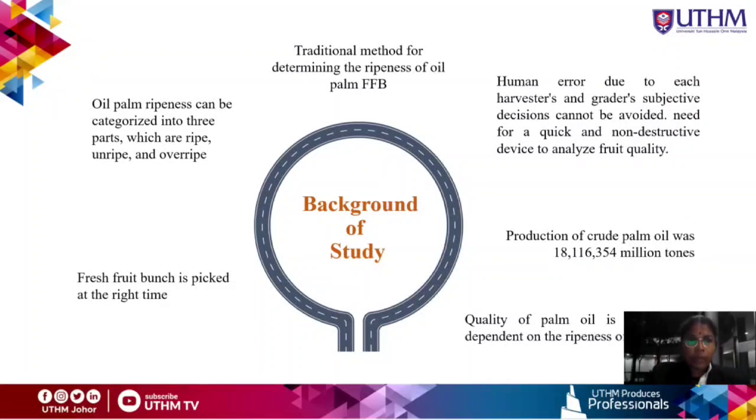Oil palm ripeness can be categorized into three parts: ripe, unripe, and overripe. A ripe bunch is a fresh bunch with a reddish orange color and an orange mesocarp on the outer layer of the fruitlet. An unripe bunch is a fresh bunch with a reddish orange or purple red color and a yellowish orange mesocarp on the outer layer of the fruitlet, and the overripe bunch has a carmine color. The traditional method to determine the ripeness of oil palm is heavily reliant on the color of the fruit.